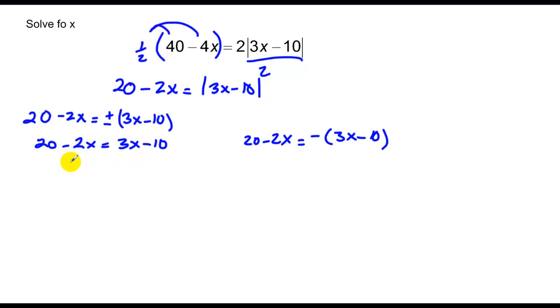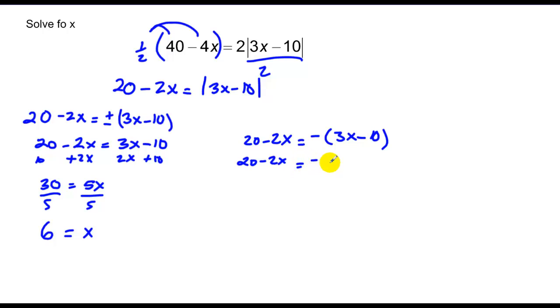Deal with the left side first. Add 2x. Add 10. 30 is equal to 5x. x equals 6. In this case, 20 minus 2x equals negative 3x plus 10. Add 3x. Subtract 20. End up with x equals negative 10.